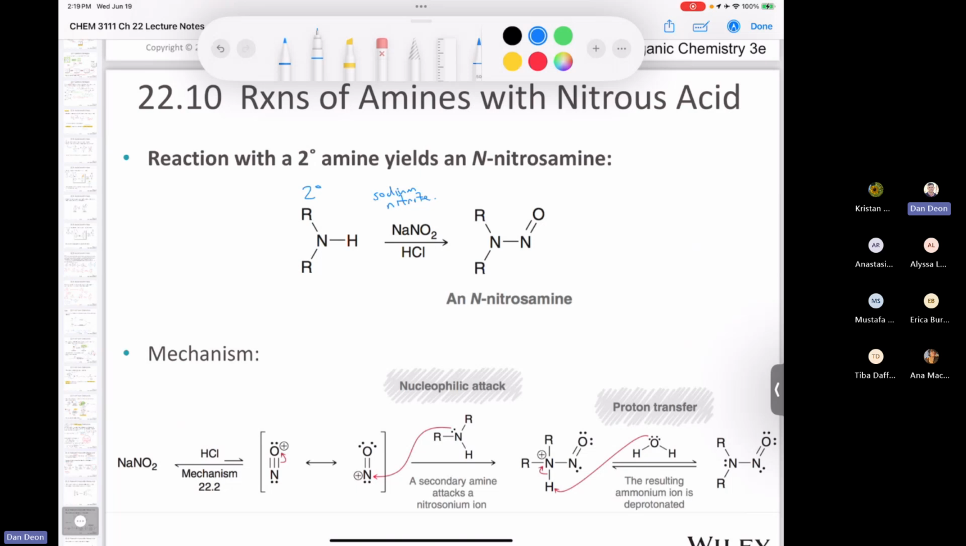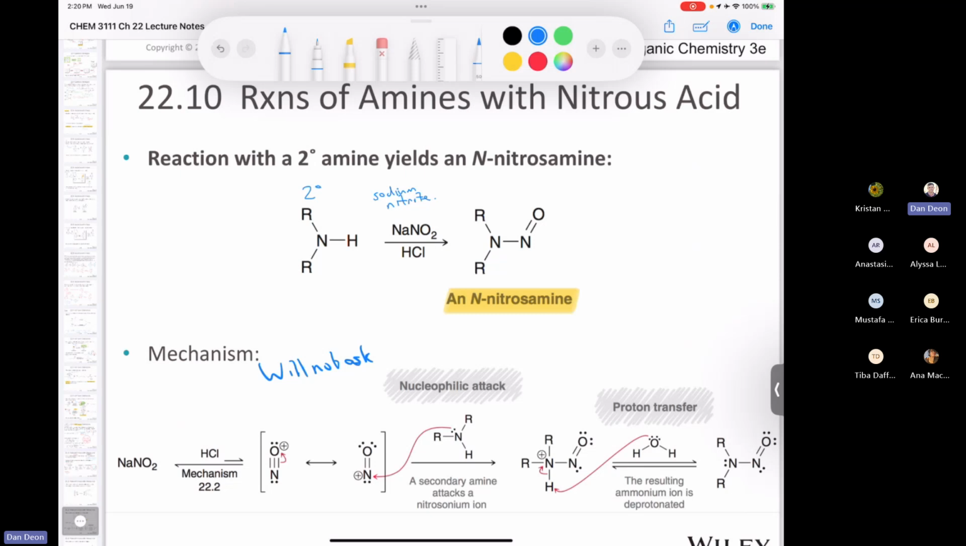We end up forming this new functional group. This is called an N-nitrosamine. And I will not ask you the mechanism on the bottom. I'll even write here, will not ask. But you see how the secondary amine is a nucleophile. It attacks the nitrosonium ion. Then after a proton transfer, you end up with this N-nitrosamine.